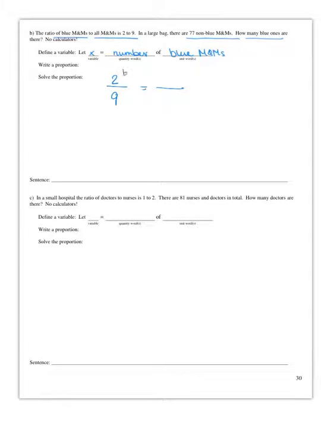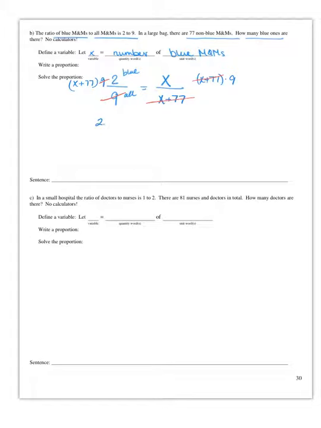We're going to carefully label this. 2 refers to the blue, where 9 is referring to all M&Ms. Our variable x is the number of blue M&Ms. That's going to go in the numerator. The last spot we need is going to refer to the all M&Ms. So in order to have all M&Ms, we're going to include the blue plus the non-blue, x plus 77. We'll continue on with multiplying both sides by both denominators, canceling our denominators, careful use of parentheses.